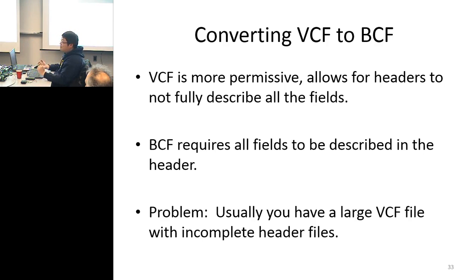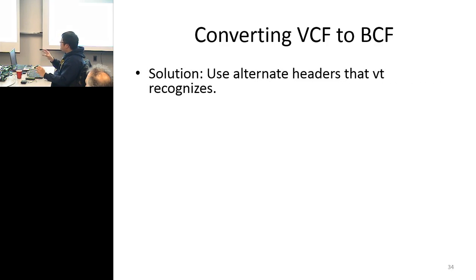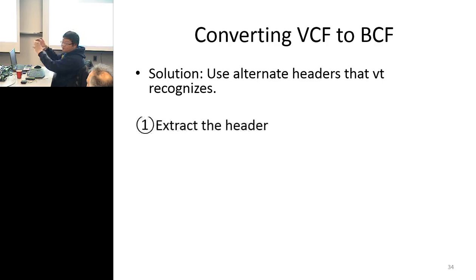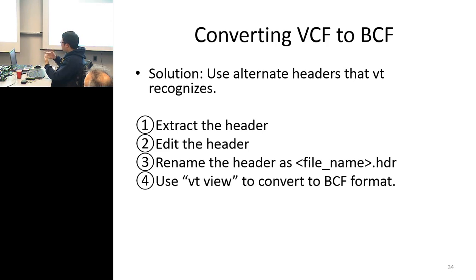Then you can convert it using something like BCF tools or VT. We actually have a special mechanism in VT that helps go around this, and this is how it works. You extract the header, just the top part, and modify it so that it's complete. Then you rename it as the header of the VCF file, and you just convert it with VT view. Of course, it will read that alternate header, so you don't have to rewrite the entire file again. So this is a useful little hack for you to move over to BCF files easily.